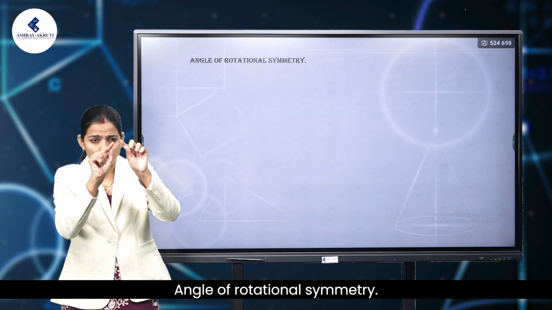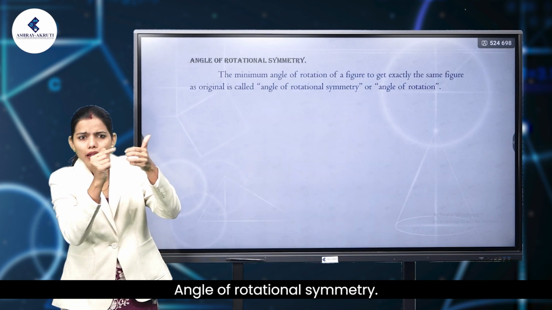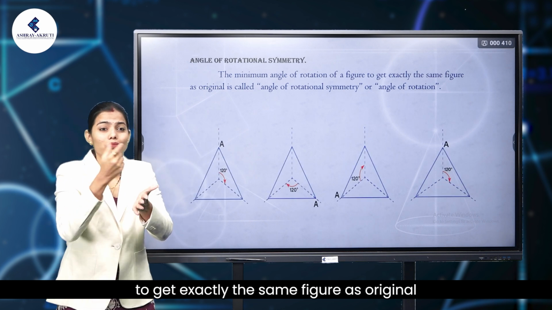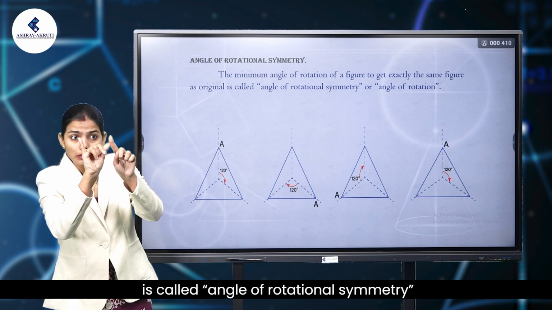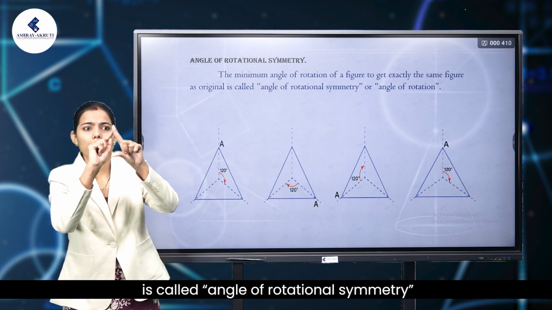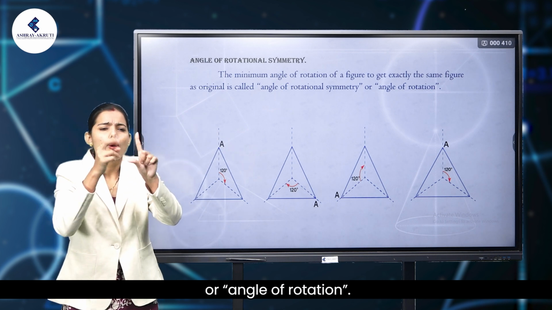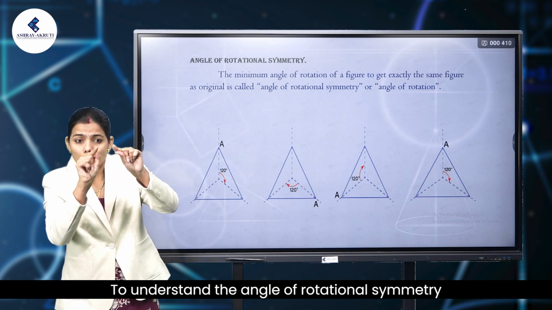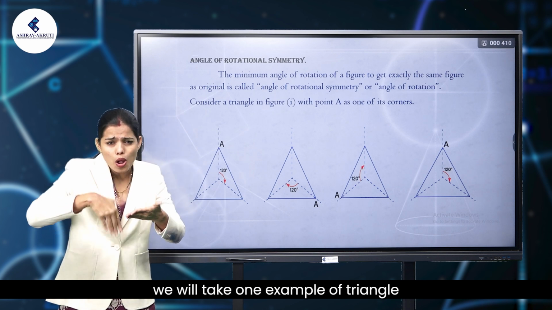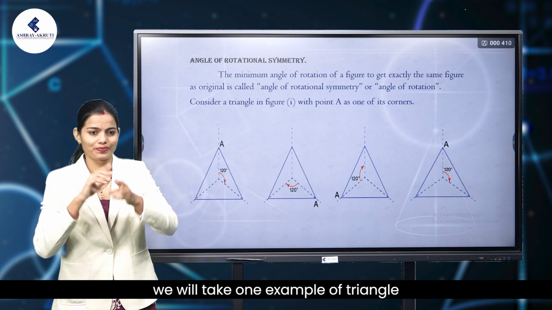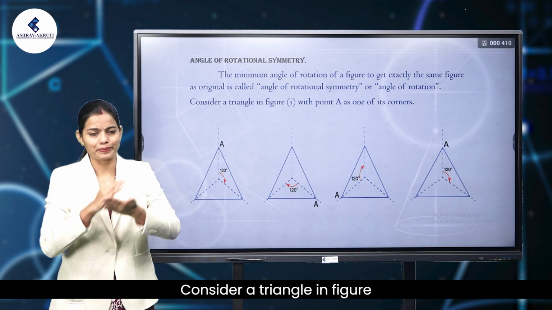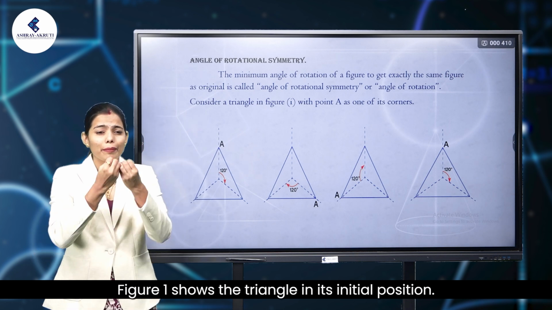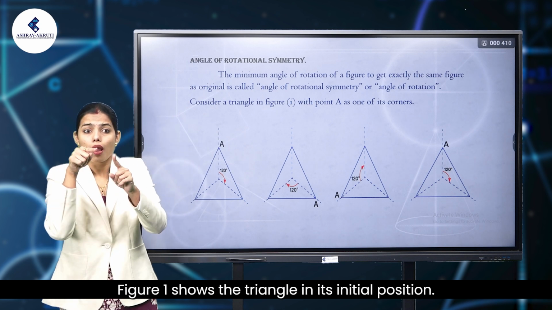Angle of rotational symmetry. The minimum angle of rotation of a figure to get exactly the same figure as the original is called the angle of rotational symmetry or angle of rotation. To understand the angle of rotational symmetry, we will take one example of a triangle. Consider a triangle in the figure with point A as one of its corners. Figure 1 shows the triangle in its initial position.